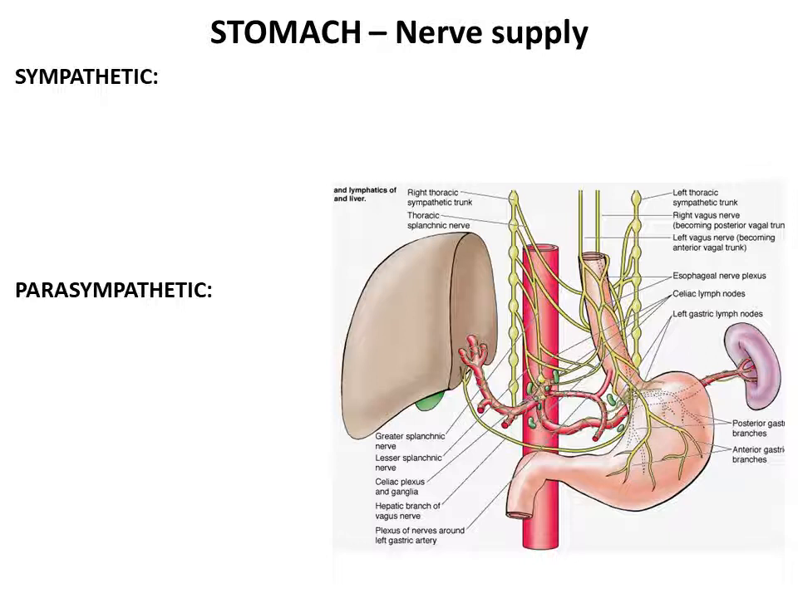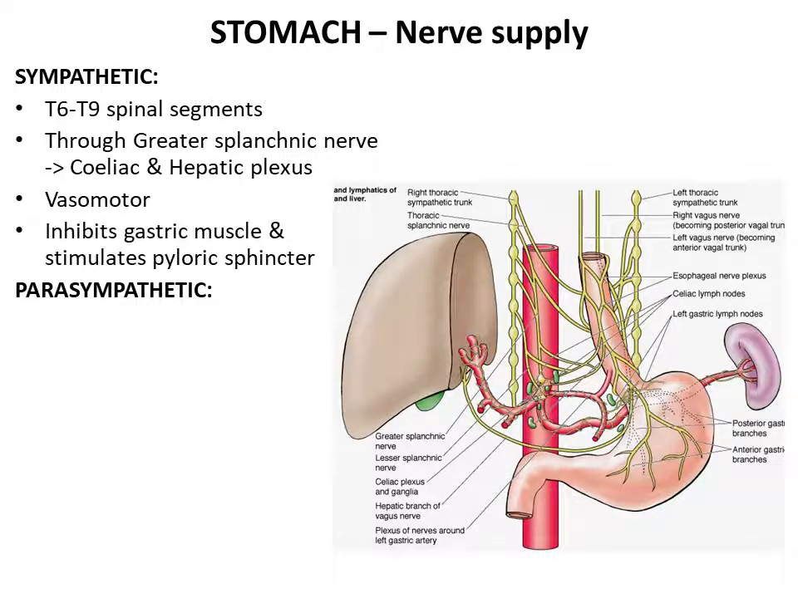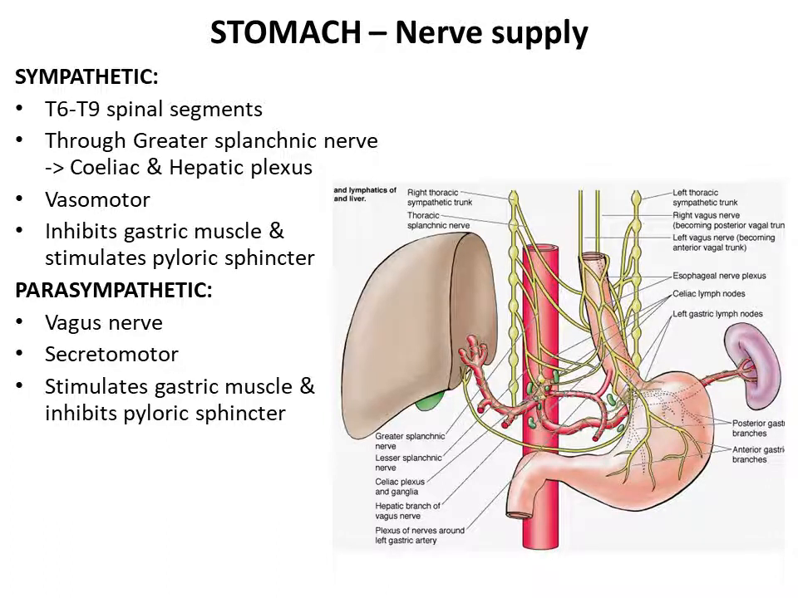The nerve supply of the stomach is autonomic, that is sympathetic and parasympathetic. The sympathetic component is through the 6th to 9th thoracic spinal segments, which travels through the greater splanchnic nerve and through the celiac and hepatic plexus. Sympathetic nerves are vasomotor, and they are inhibitory to the gastric musculature and stimulate the pyloric sphincter, hence help in digestion. The parasympathetic supply is through the vagus nerve, which is mainly secretomotor, that is increases the gastric secretions. It stimulates the gastric muscles and inhibits the pyloric sphincter.